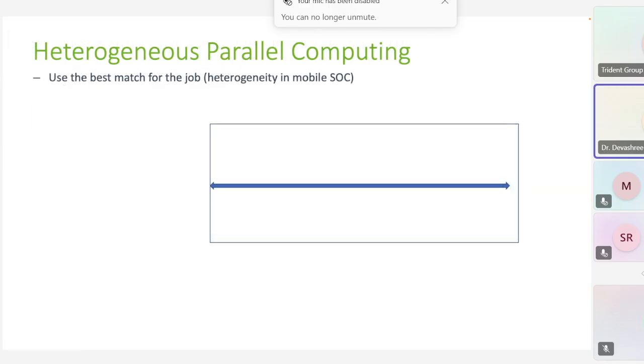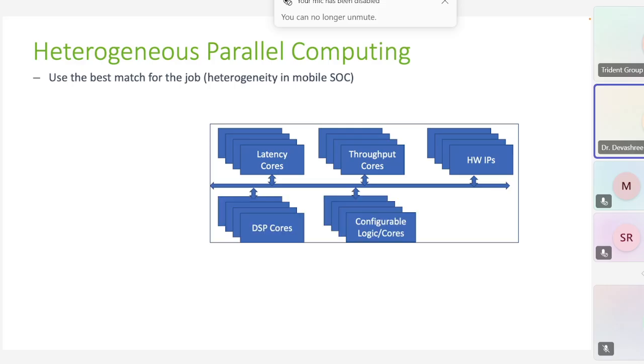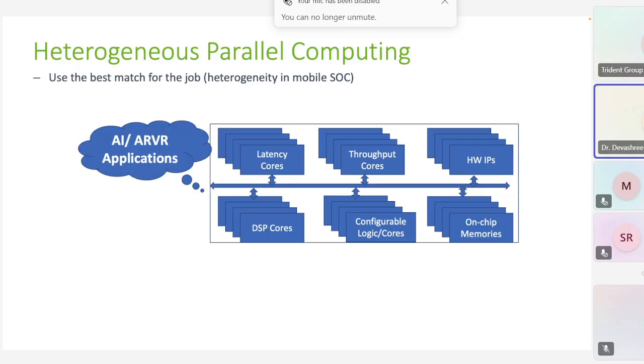And when we are designing a heterogeneous parallel computing system, we use the best match for the job. For example, we will have different varieties of processors in the SoC. Mobile SoC will have latency cores, CPUs will have throughput cores, and GPUs will have different hardware IPs, DSP cores, configurable logic cores, and on-chip memories, etc. So this is best suited for AI or AR/VR applications.